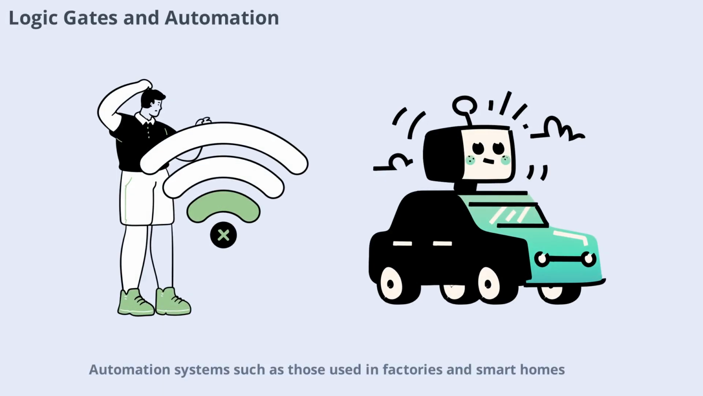Automation systems, such as those used in factories and smart homes, rely on logic gates to make decisions based on sensor inputs. For example, a conveyor belt might stop if a sensor detects an obstacle thanks to a logic gate controlling the motor. By processing multiple inputs, logic gates help automate complex tasks, increasing efficiency and safety in various industries.